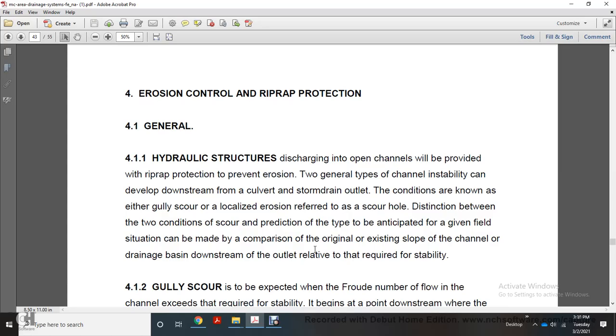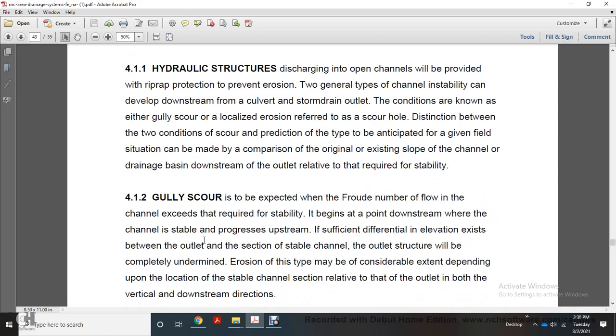The distinction between the two conditions, scour prediction for the type of erosion anticipated in a given field situation, can be made by a comparison of the original existing slope of the channel in the drainage basin downstream of the outlet with the slope required for stability. Gully scour is expected when the slope of the channel exceeds the required stability slope, and it begins downstream wherever the channel is stable and progresses upstream, and insufficient differential of elevation exists for the outlet with the stable section of the channel.